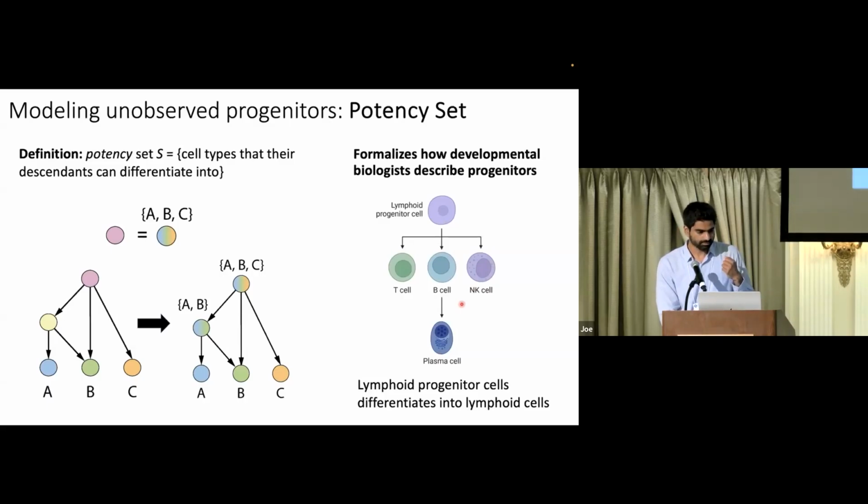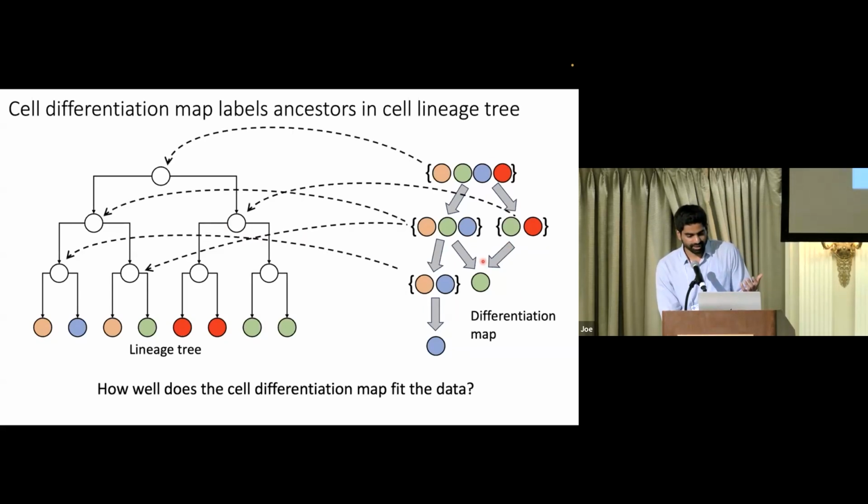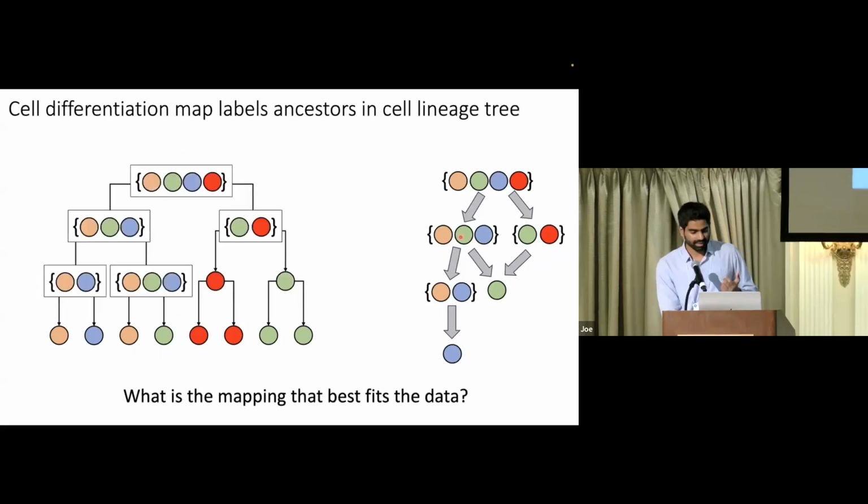Okay, so now we have this representation of a cell differentiation map, where the nodes are either cell types themselves or sets of cell types, okay? And let's say that you do have a cell differentiation map, and you have a cell lineage tree where the leaves are labeled. How do you evaluate how well this tree fits with this cell differentiation map? So this evaluation can be done by trying to label the internal vertices of this tree using the potency sets that are given in your cell differentiation map. Okay, so this is a vertex labeling problem, and once you have such a labeling, you need some sort of objective function, some way of evaluating how good that labeling is.